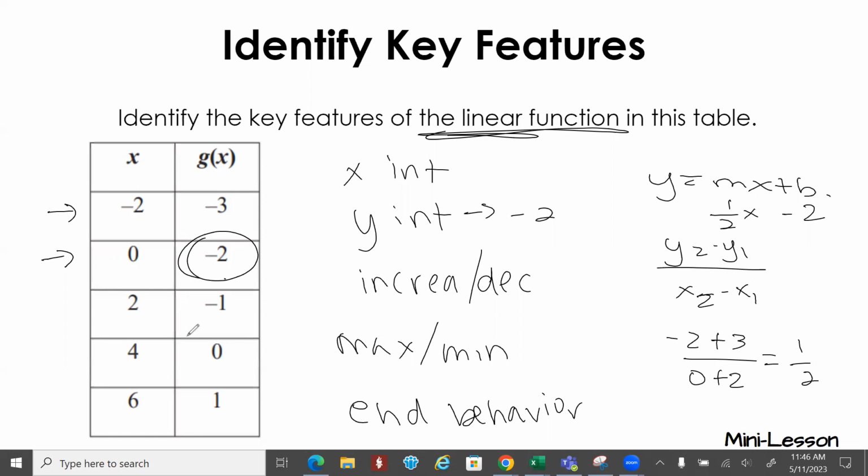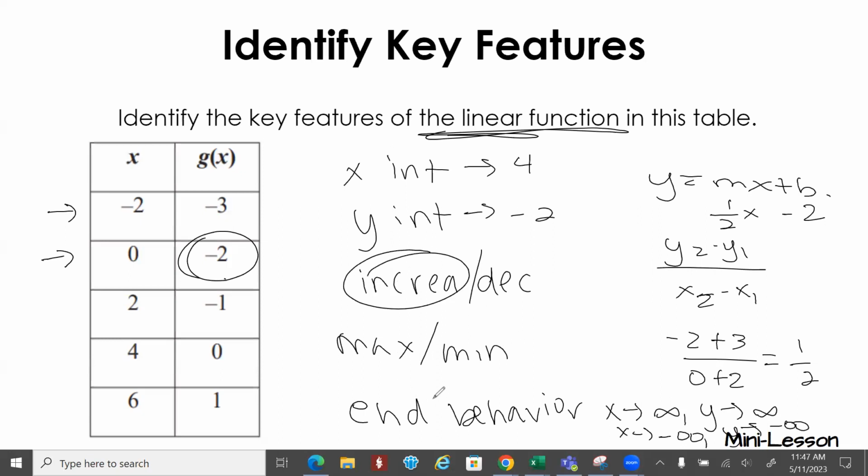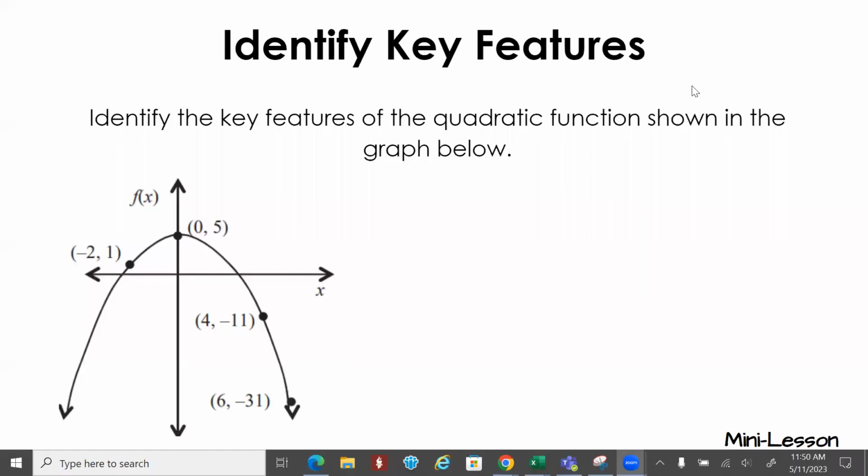Are there any x-intercepts we can tell? Try again. Yes, it's going to be 4. Could you tell me the end behavior? Right. And then as x goes to negative infinity, y goes to negative infinity. Exactly. Is it increasing or decreasing? Increasing. Is there a max or a min? No. You don't have to write this one down. Again, same concept, identifying key features: max, min, x-intercepts, y-intercepts, that kind of thing.